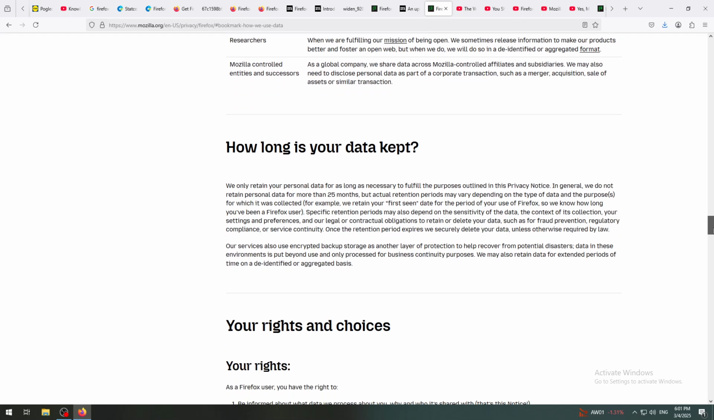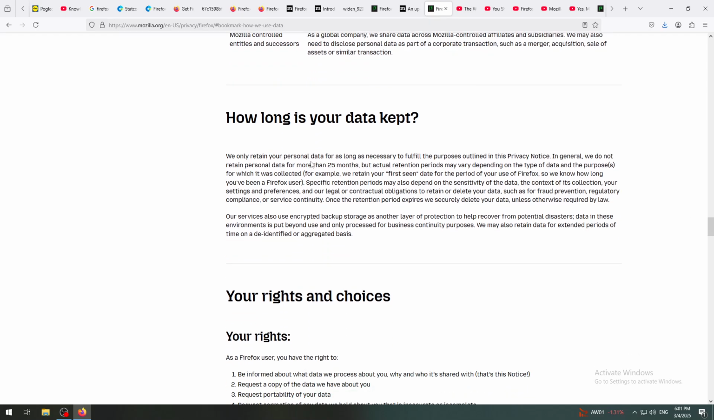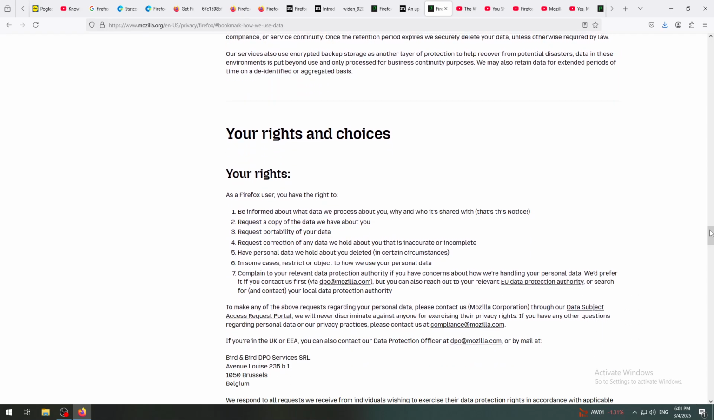So how long is your data kept? It's also very, very relative. In general, this doesn't mean anything. We do not retain your data for more than 2 years, 25 months, but actual periods may vary. This is the truth, what is important. It can vary depending on the type of data, why we collected it, and so on. You have some kind of rights, so you better read those.